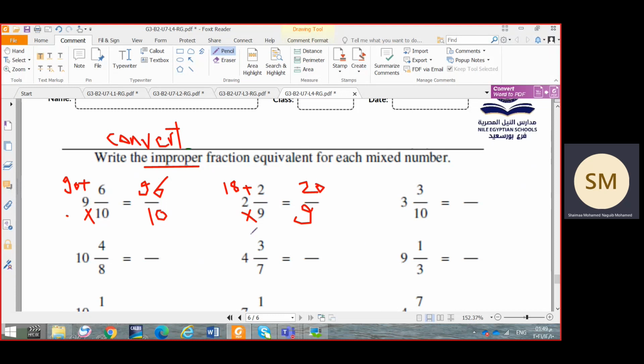Okay, the last example. I will make this. You must save the timetable. 4 multiplied by 7. I will keep the 7. Okay, 4 multiplied by 7 will be 28. I will add it to 3, so 28 plus 3 will be, yes, 31.